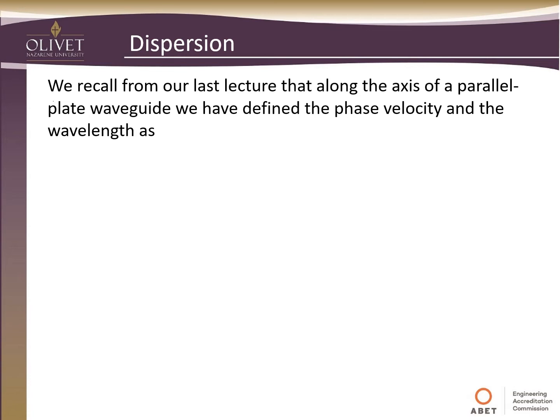So we want to recall from our last lecture that along the axis of a parallel plate waveguide, we've defined this phase velocity and wavelength. And here, this is again in the z direction. They're the apparent values. When we use superposition to add these waves together, remember they're bouncing down the waveguide. So this phase velocity that we observe in the z direction is equal to the phase velocity of the actual carrier wave over the square root of 1 minus the cutoff frequency divided by the frequency of this carrier wave, squared.